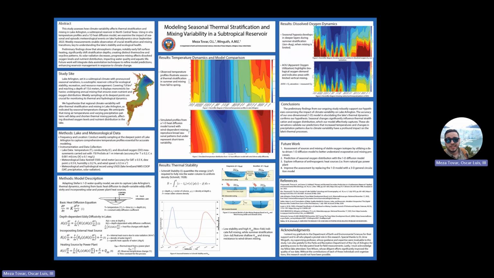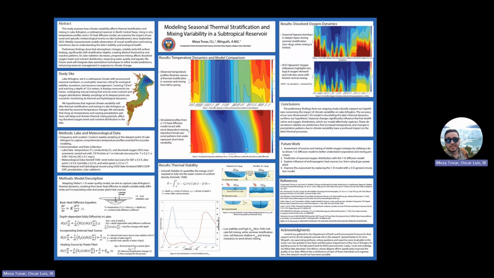So, to model evolution, we adapt Stefan's one-dimensional heat diffusion framework. We start with a basic form of the heat diffusion equation, where capital T is temperature, lowercase t is time, z is depth, and k is the eddy diffusion coefficient. We then expanded this into a depth-dependent form to represent how mixing changes with depth and lake area. This is introduced by term AZ, so changes of area with depth.